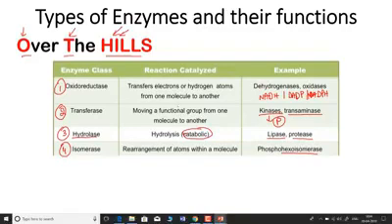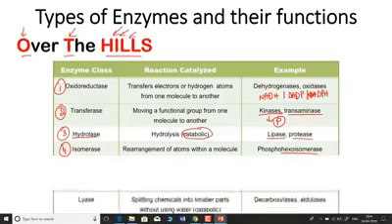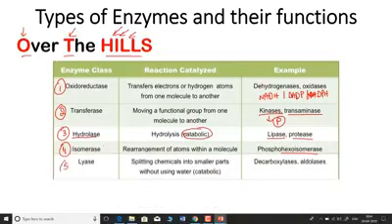Now let's move on to the fifth type, that is the first L of the hills. L stands for lyase here. The fifth class of enzyme, lyase, causes the splitting of chemicals into smaller parts, also a kind of catabolic reaction, in nature without using water. Hydrolase and lyase do the same function, but hydrolase does it with the help of water, lyase does it without the help of water. Examples of lyase are decarboxylase and aldolases.